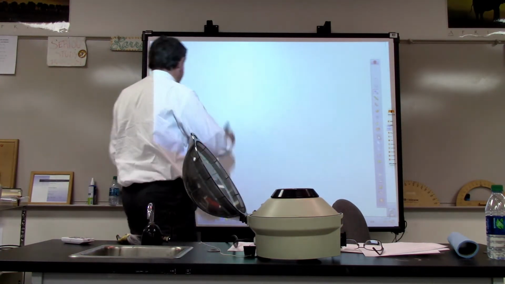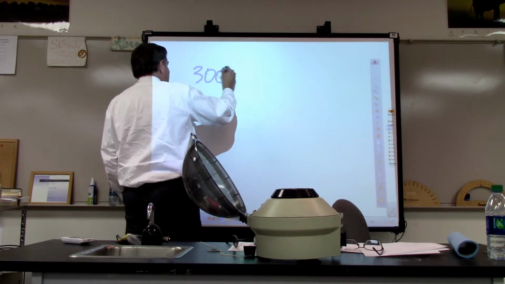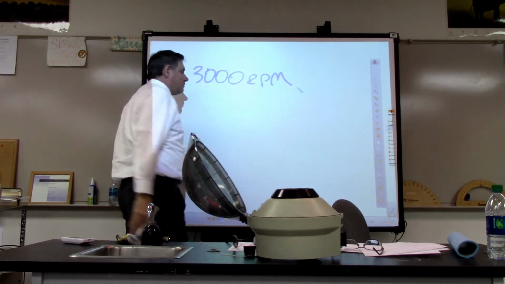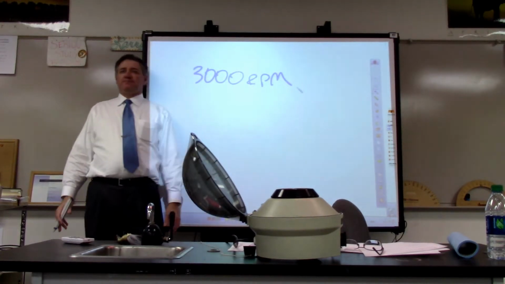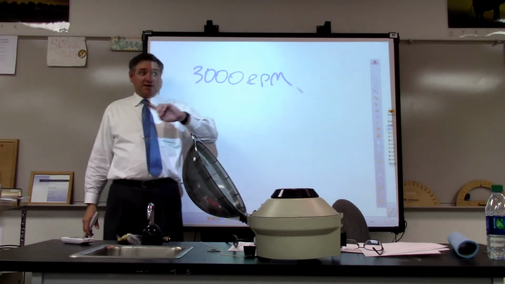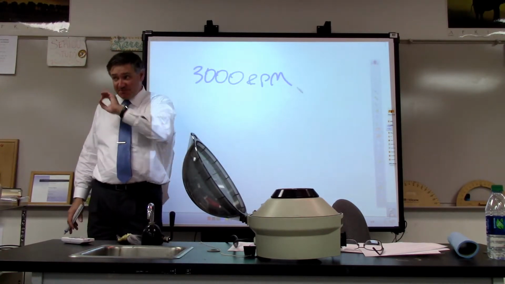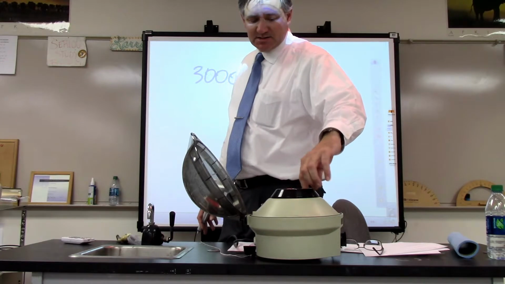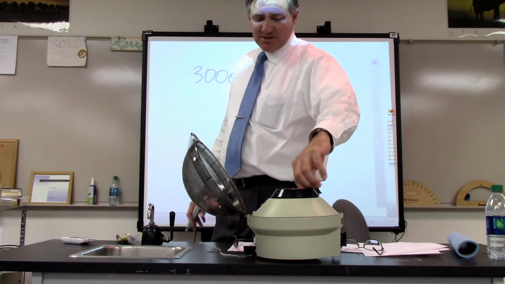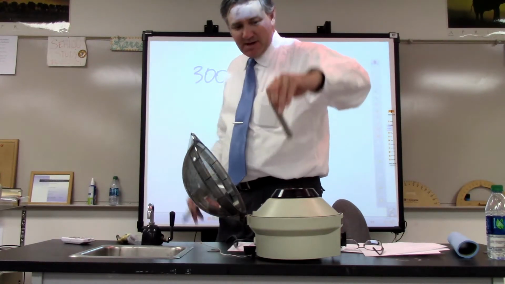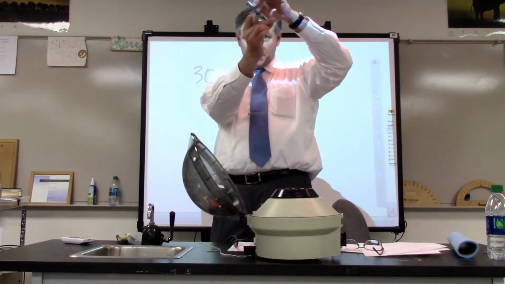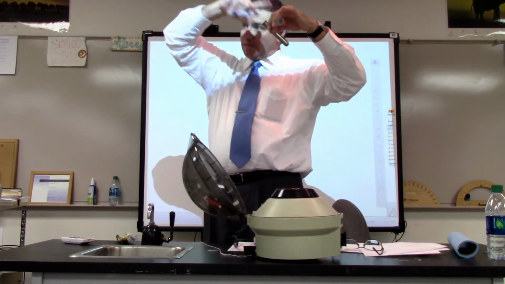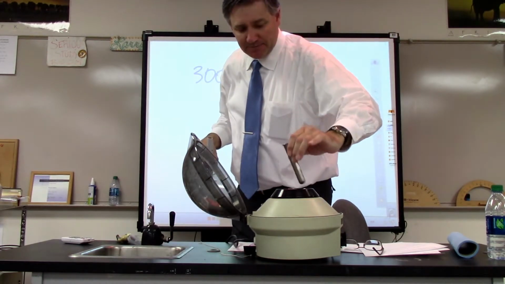So this one is rated at about 3,000 RPM. Now, what does the RPM stand for? Revolutions per minute. So what I want to try and figure out is what's the centripetal acceleration of a test tube at the bottom of this. So this thing is sitting here like this. I want to know what's the centripetal acceleration that this thing is going to experience at the bottom.